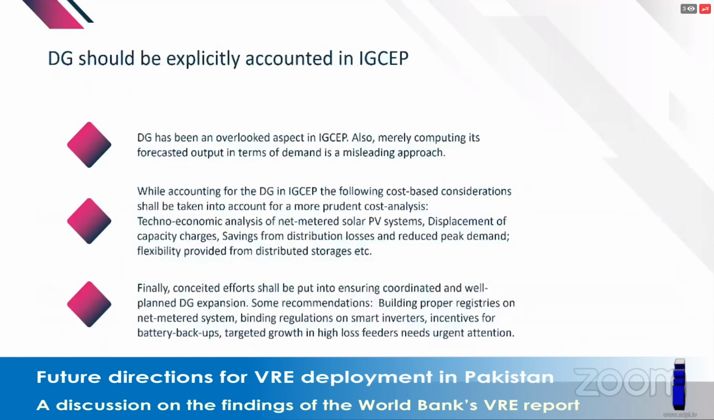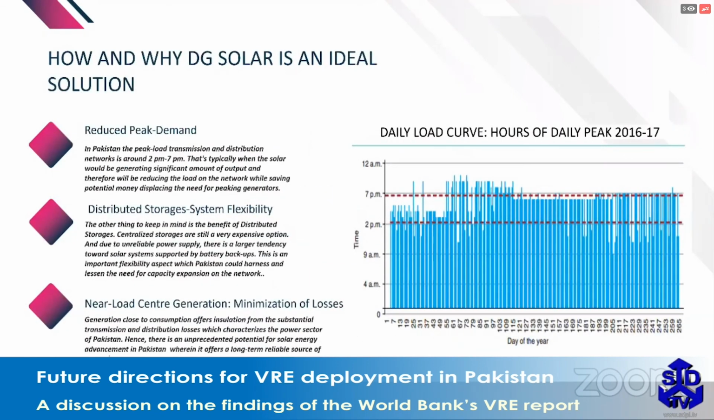Again, we have extensively studied this area, and interestingly, what we have explored in our study is that 44% of the DG systems are presently supported by battery backups, because people are installing these systems due to load shedding. So centralized batteries are quite expensive at this stage, and Pakistan can harness the benefits of distributed storage and have some additional flexibility in the system.